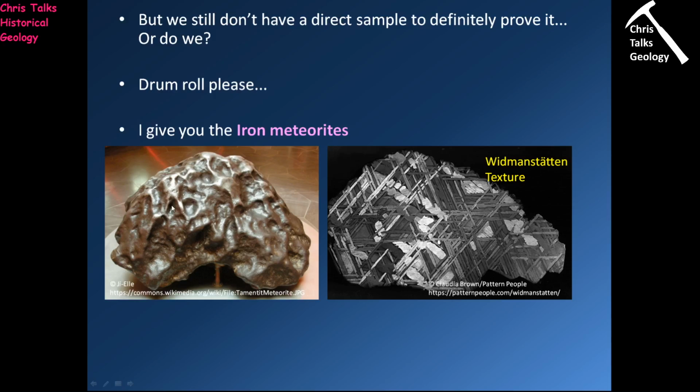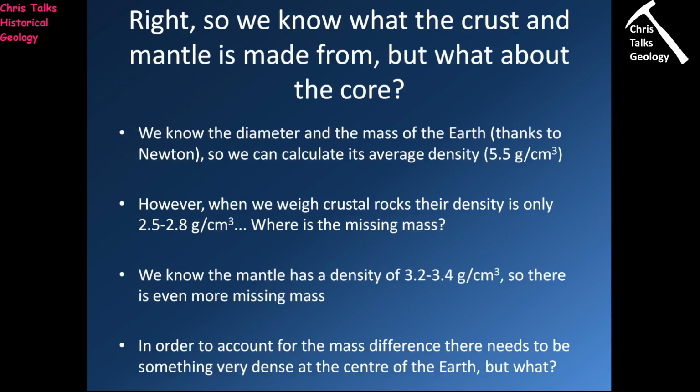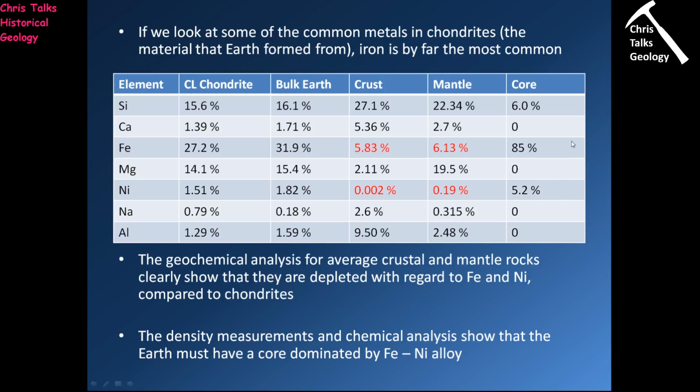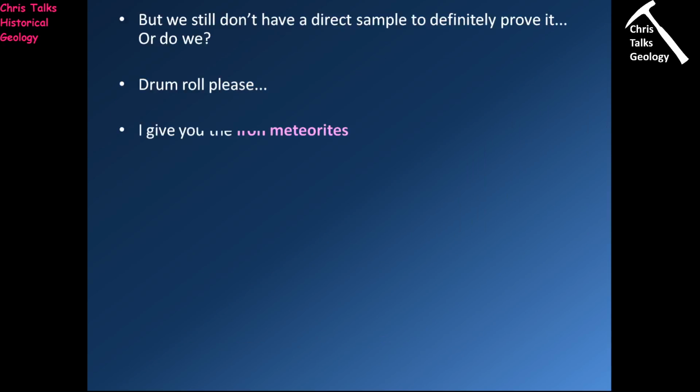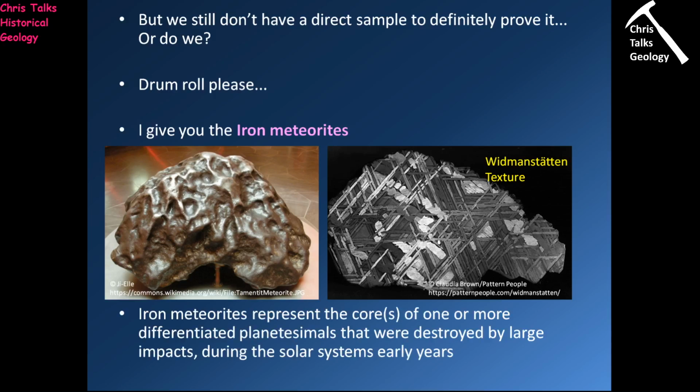And so what we can do is sample this iron meteorite, and well, what do we find? When we sample the iron meteorite, we find that it contains about 85% iron, about 5% nickel, and about 6% silicon, exactly what the modelling would suggest the Earth's core is made from. So everything lines up very, very nicely. I should point out, by the way, that iron meteorites will very commonly have this very intricate texture. It's called Widmanstätten texture, and it's very commonly seen in meteorites.